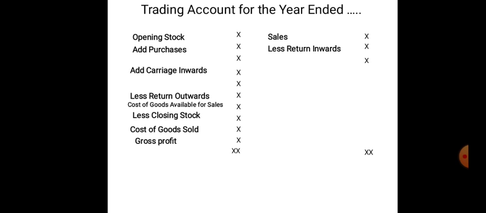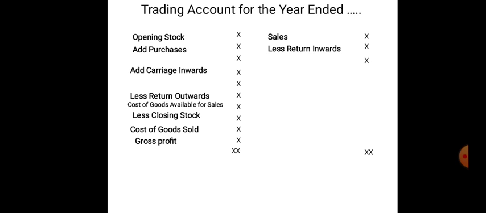So you have to deduct these returns. Whatever you get after deducting your return outwards is called cost of goods available for sales. Then you less your closing stock. Closing stock is the amount of goods you have in your store at the end of the period. The amount of goods you have left in your store at the end of the period is your closing stock. So when you deduct your closing stock, you get what we call cost of goods sold. That is the costs involved in sales.